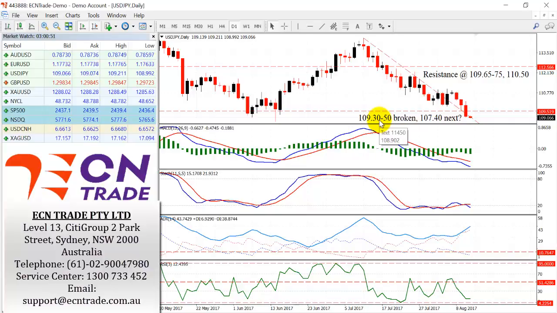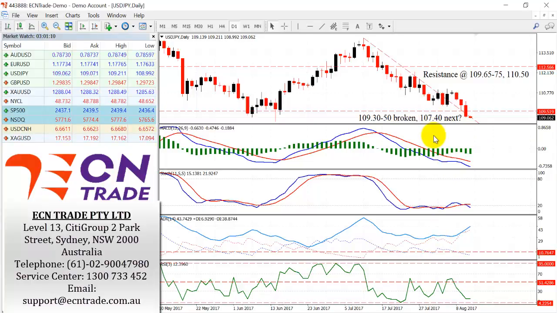A break beneath there would give further scope towards 107.40, with the market just breaking beneath this resistance which was broken and now re-challenging and nearly falling beneath there. That would give concern from the technical implications as well that the downside target is 107.40.